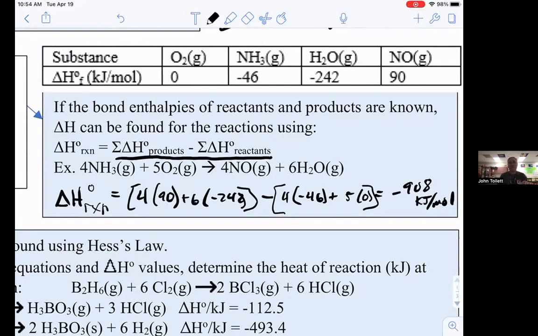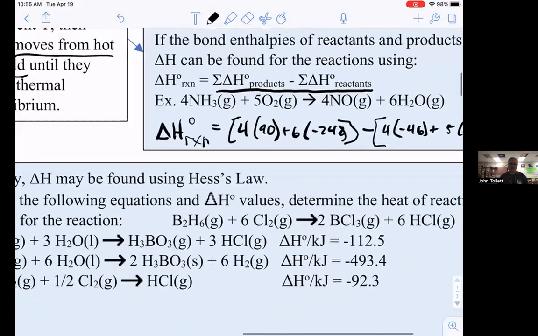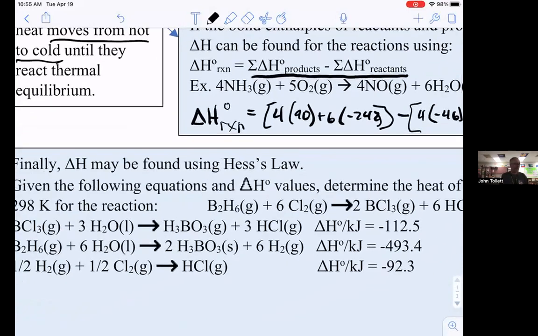So for 4 moles of ammonia, when this happens, it's going to give off 908 kilojoules per mole of the reaction, or per 4 moles of ammonia, not per 1 mole of it. So when it says delta H for the reaction, be careful, because that's per mole of the reaction as it's written. And you can use mole-mole ratios to figure out what it is for others or each, it's fine. The last way to do it is using Hess's law.